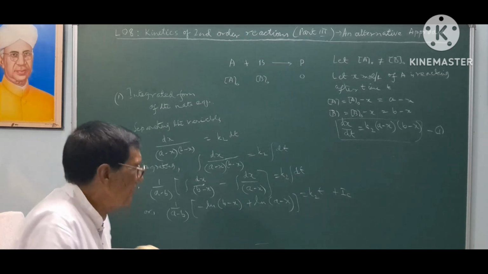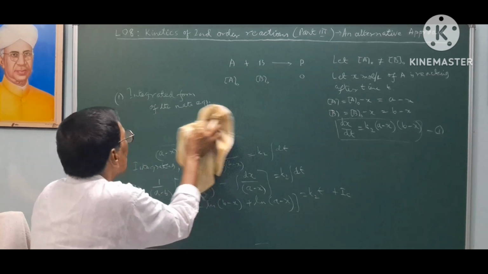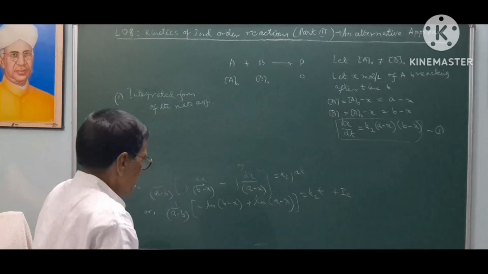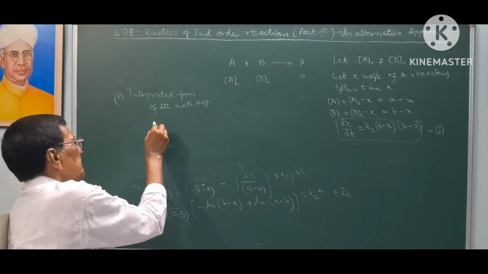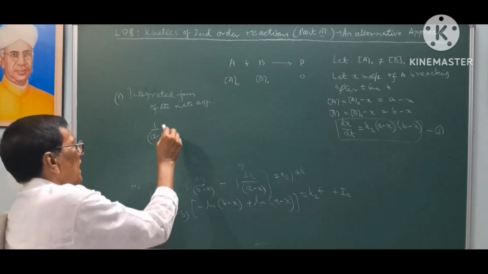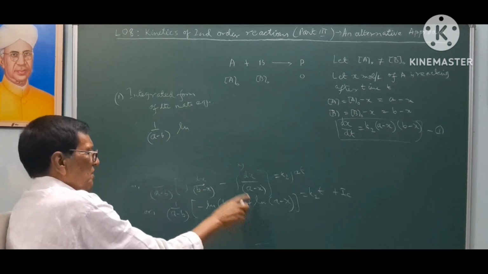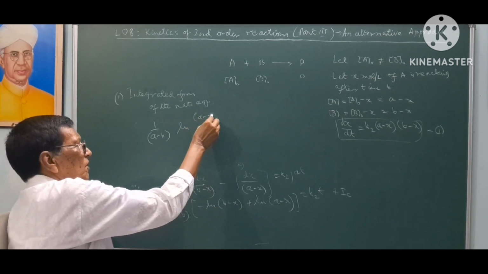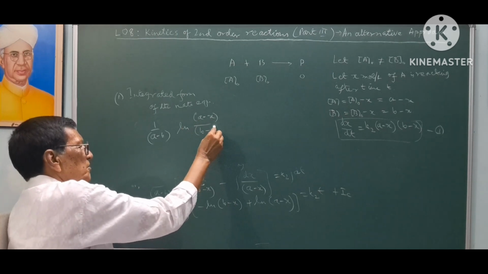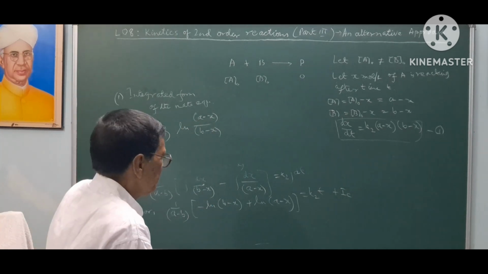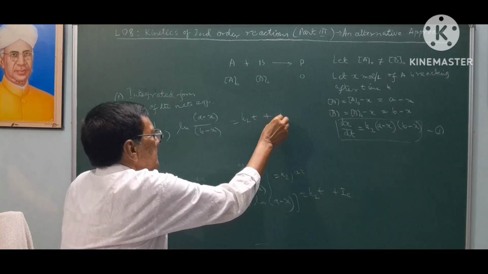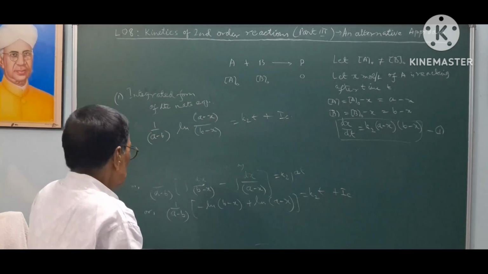So if we rearrange, then 1 by a minus b, and here ln, this will come up according to the law of logarithm. Here b minus x will be in the denominator, and it equals k2 t plus ic.